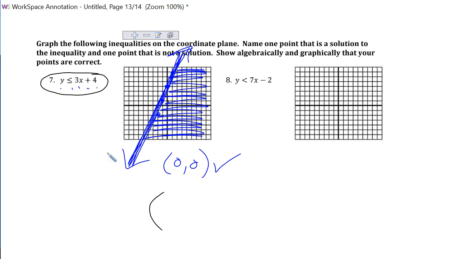Just make it obvious. 100. No, 100 is going to work. How about negative 100? That was weird. Nope. Yeah, that's negative 296. So that does not work.